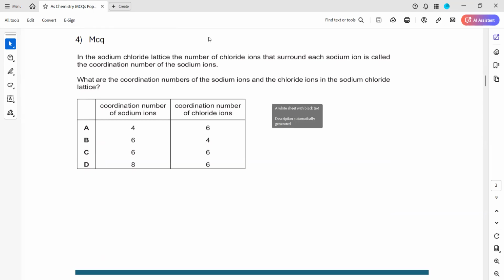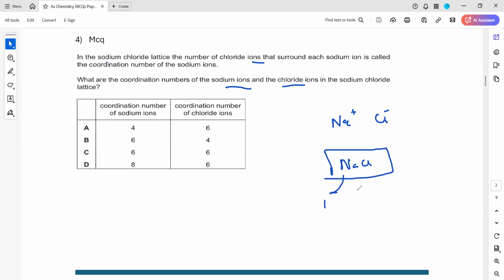In question 4, in the sodium chloride lattice, the number of chloride ions that surround each sodium ion is called the coordination number. So what are the coordination numbers for the sodium ion and the chloride ion? Look, as we know the formula for sodium chloride, what is the ratio between the sodium ion and the chloride ion? The ratio is 1:1 because sodium is +1, chlorine is -1. So if we have one sodium ion, it should have one chloride ion.